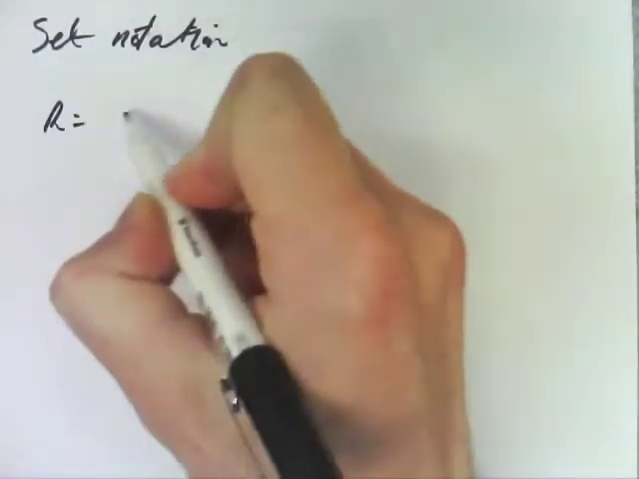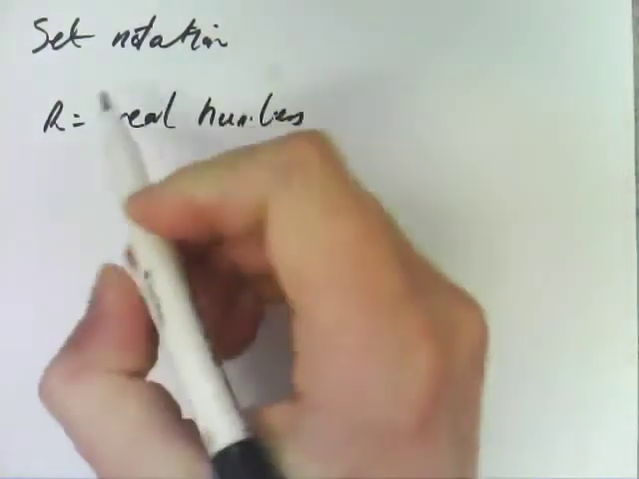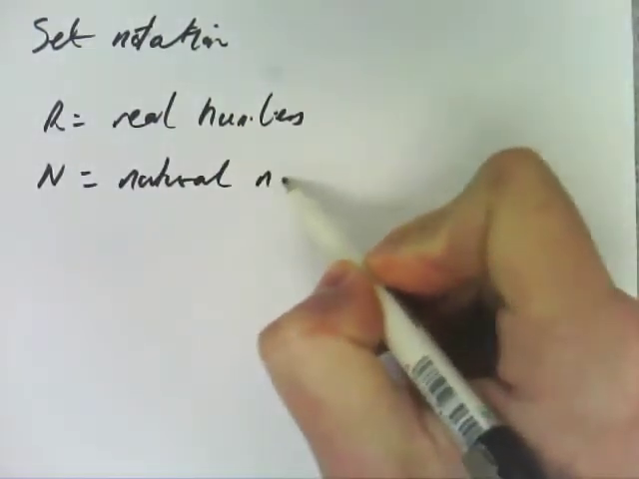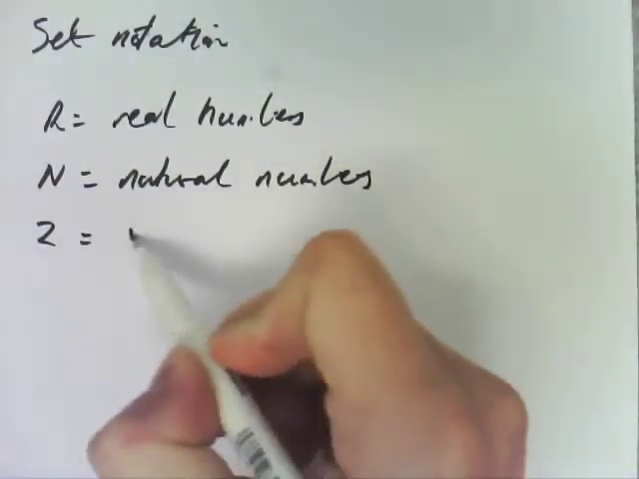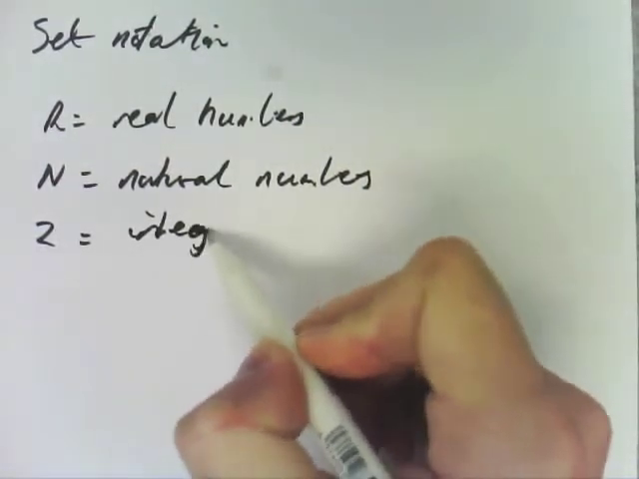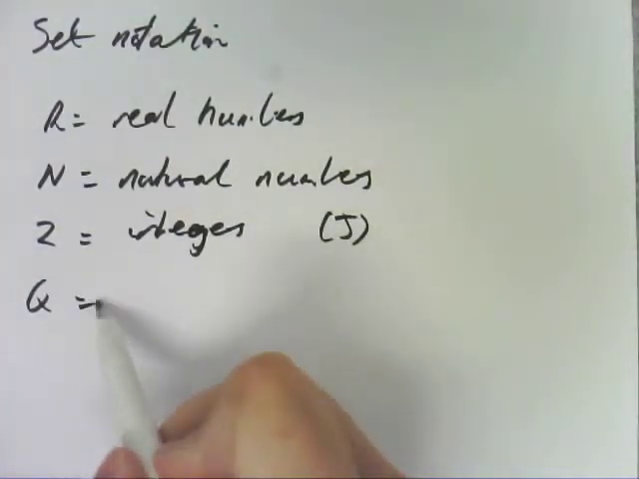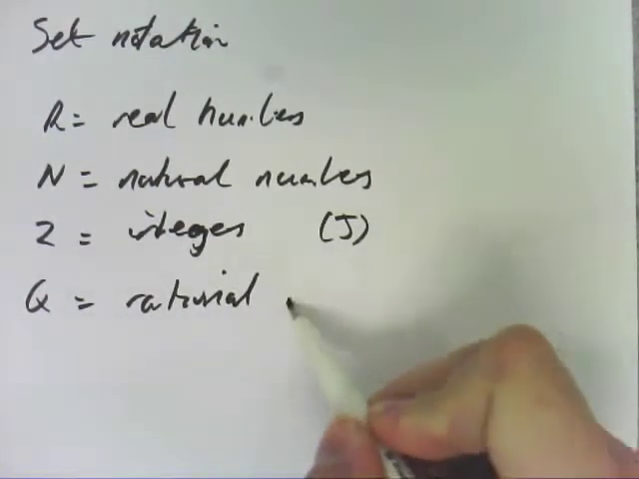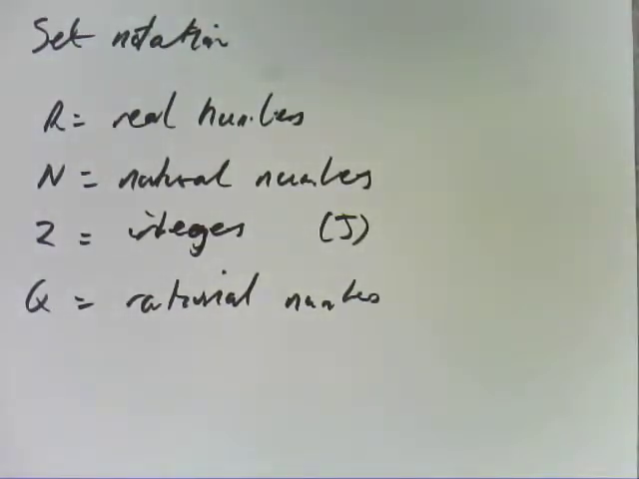Okay, so set notation has a whole heap of different letters you need to know. R is all real numbers. N is natural numbers. These are all written down in your book, so you don't need to copy these down off me right now. Z is integers. Sometimes integers is J, but I don't think J is used very often anymore. Q is rational numbers. And that's pretty much it.